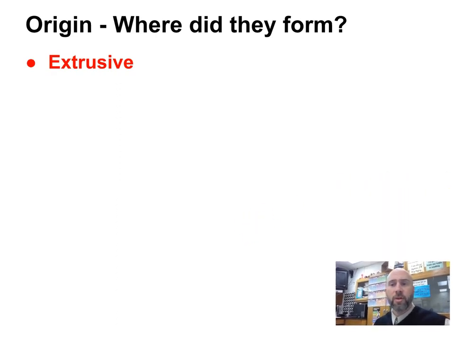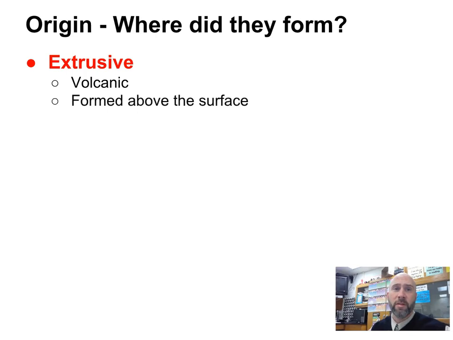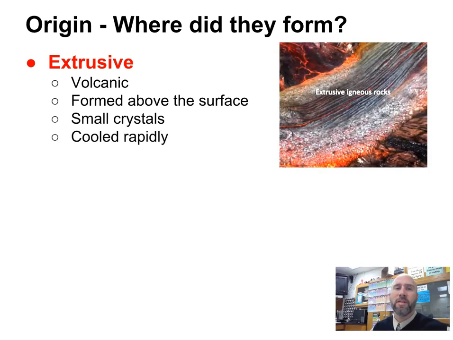Okay, so we've got a couple terms for you here. Extrusive rocks are rocks that form extrusively, exiting outside on the surface. So they're formed above the surface, and because they cool off on the surface, they cool off quick. And because they cool off quick, they're going to have small crystals. The crystals don't have a chance to form. So when that comes up to the surface, it's going to cool off real quick.